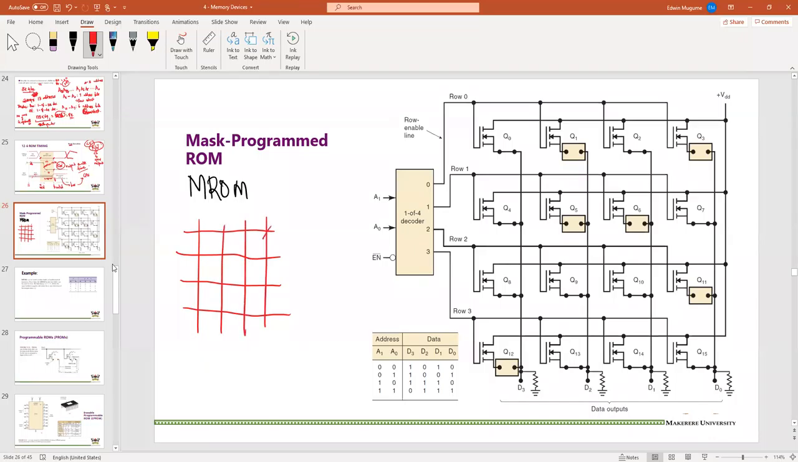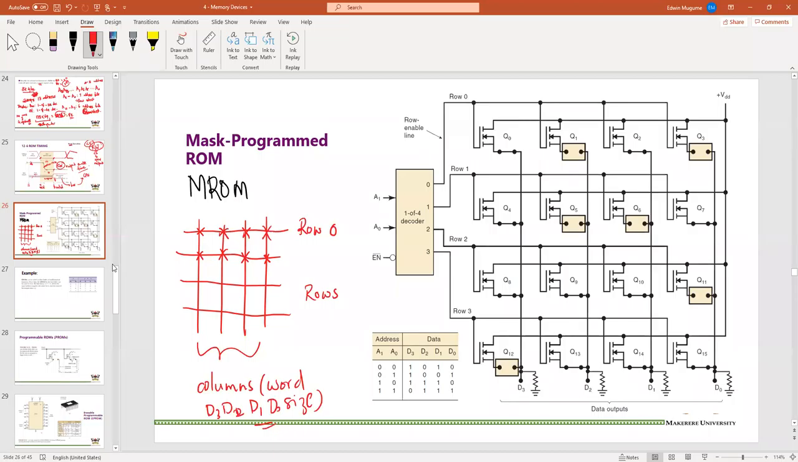Meaning that at each of these locations, there is a cell where you can keep a bit of data. These are columns and these are rows, okay? The columns give you the word size. In this case, the word size is 4, and this is D3, D2, D1, and D0. We need to be able to select between the rows, so that when we select row 0, for instance, the word stored in row 0 can come to the output, because remember, we are reading once again.